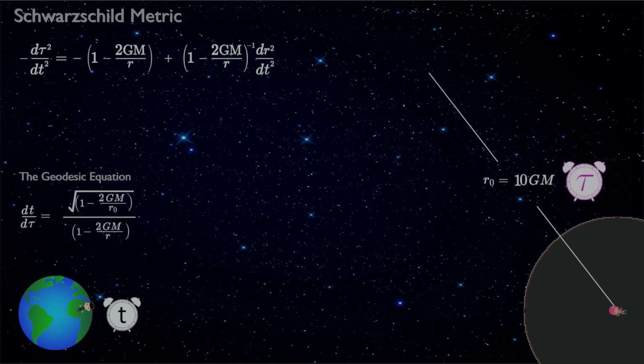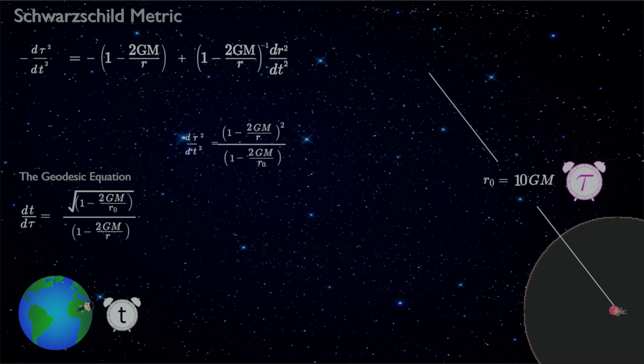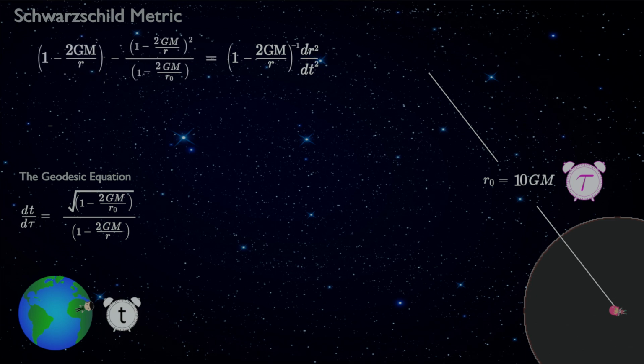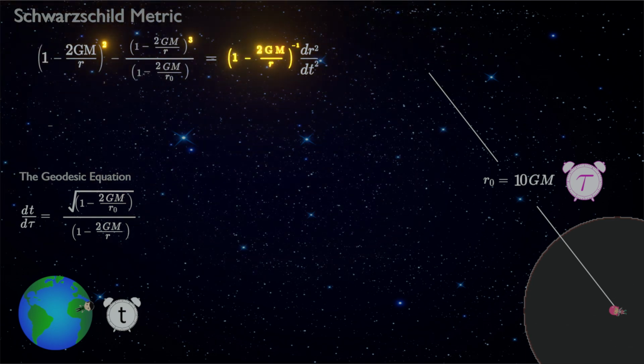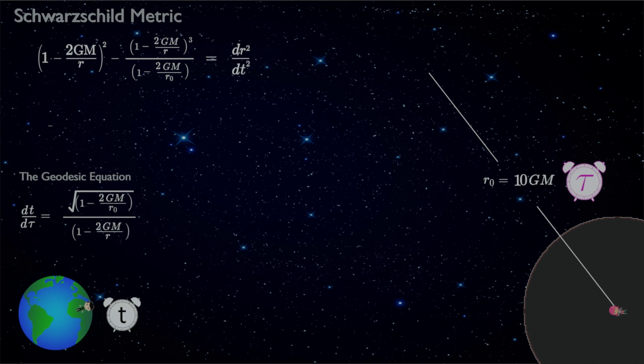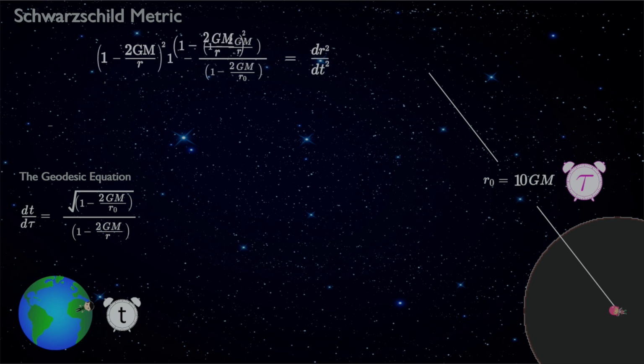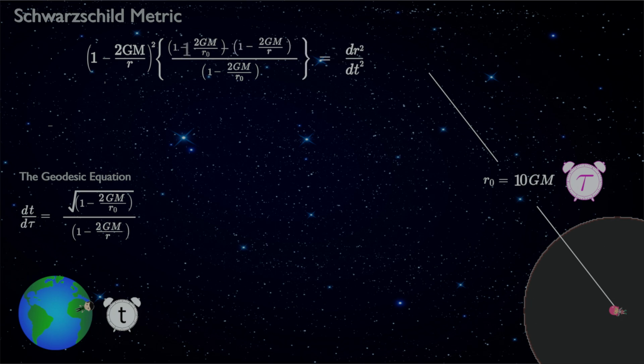Now let's take the geodesic equation, invert it, square it, and substitute it into the Schwarzschild metric. Now let's manipulate and multiply through by 1 minus 2 GM over r. Now let's factor out a 1 minus 2 GM over r squared from the left-hand side. Now let's find a common denominator inside the curly brackets and simplify further.